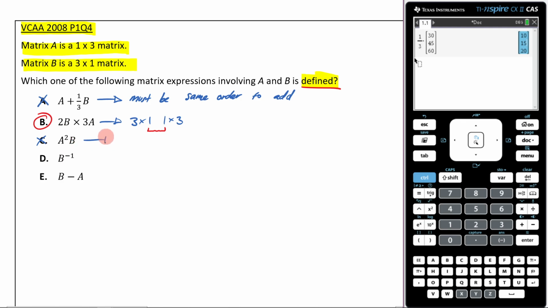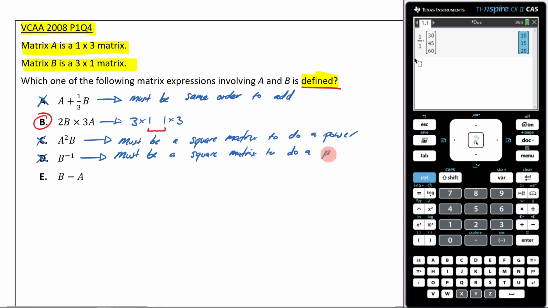So let's write this in. It must be a square matrix to do a power. Because this isn't a square matrix, it isn't going to work. Same over here. We're raising it to a number, so this is a power. It's not going to work because B is not a square matrix. It's 3 by 1. So we're going to write the same thing. It must be a square matrix to do a power.